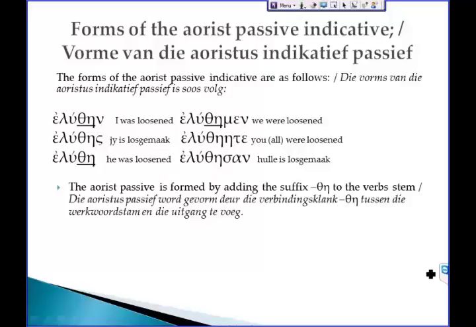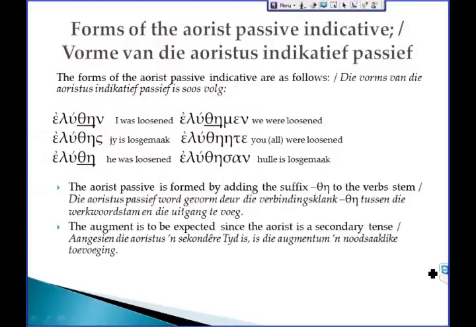And then, secondly, the augment is to be expected. Why? Yes, it's aorist. It's a secondary tense. Good. The augment is to be expected since the aorist is a secondary tense. Still the same old stuff that we know. There's no change. Once you deal with a secondary tense, then there must be an augment. Primary tenses, no augments.